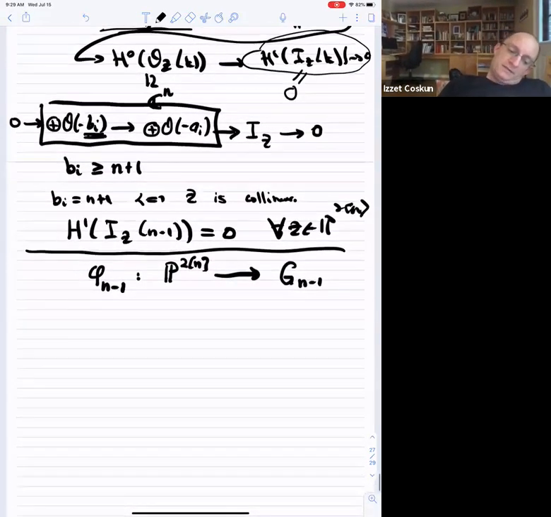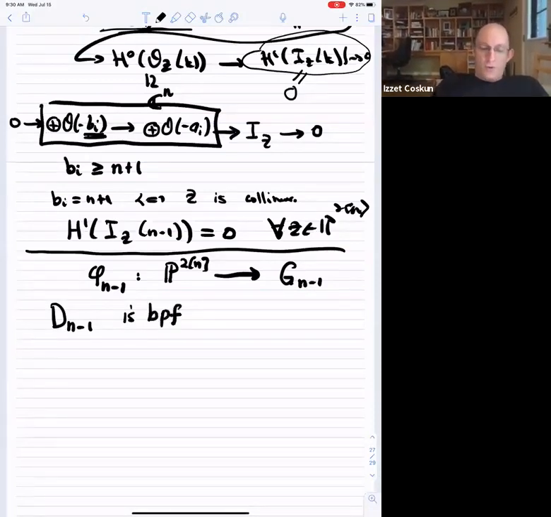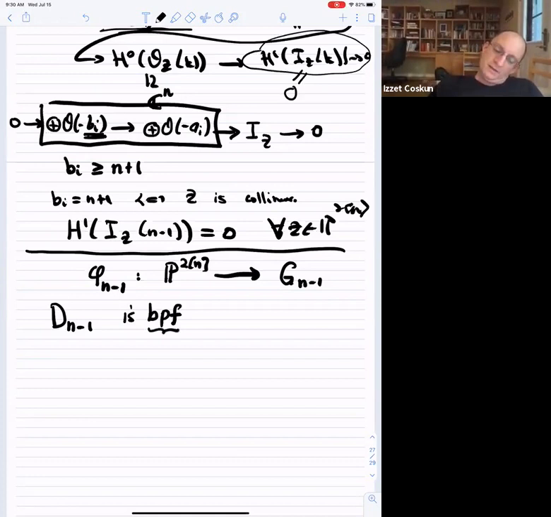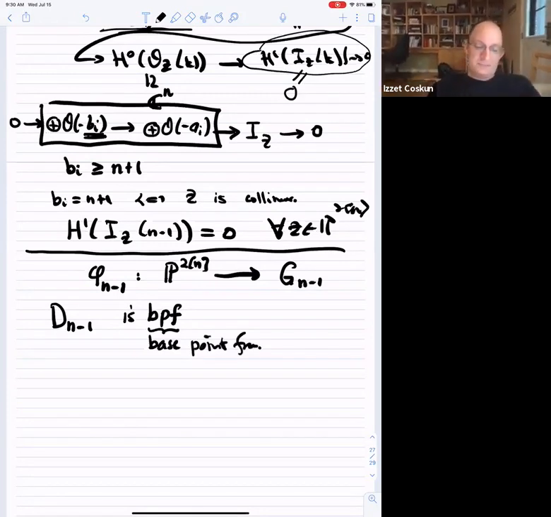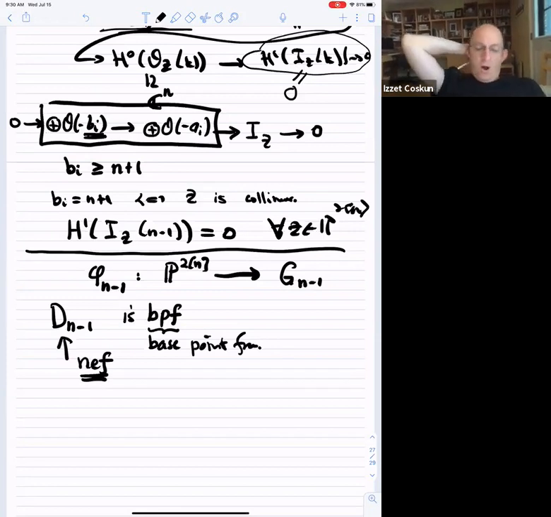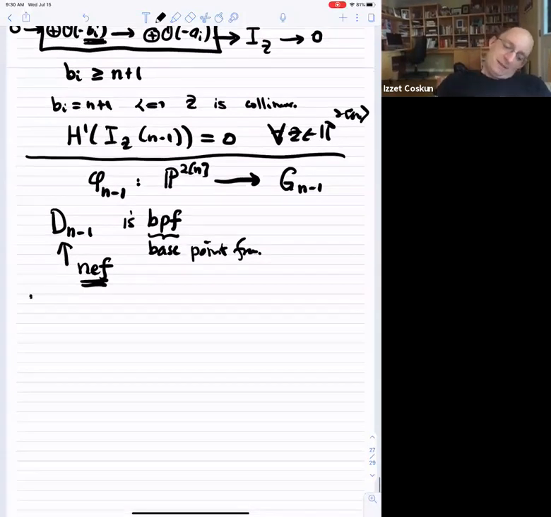So that in particular, if I look at this Dn-1, then I claim that this is Nef. It's base point free. This is the pullback of O of 1, because its morphism is given by a base point free line bundle. Base point free. And then in particular, what this means is that this is NEF. On the other hand, the claim is that it's not ample. Okay, but not ample.